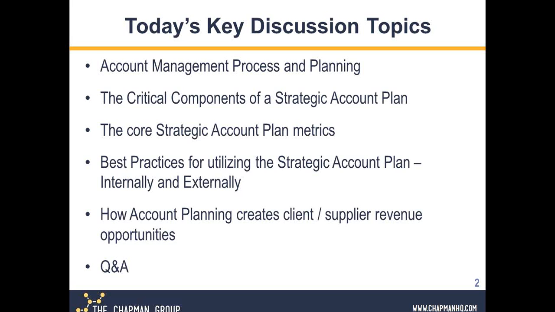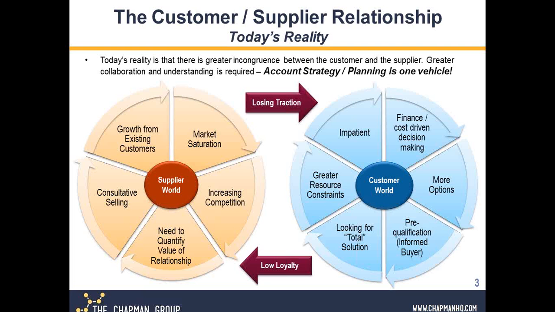I don't know if it certainly affected the whole internet or the digital world, if we want to call it that, has created a little separation there, or maybe not as much knowledge as we used to. And in the customer world, we know there's at least 6 critical drivers they've got to deal with every day: finance, cost, decision-making, other options for their business, pre-qualification, how they work things, looking for total solutions versus just Band-Aids, greater resource constraints, certainly in the customer world.